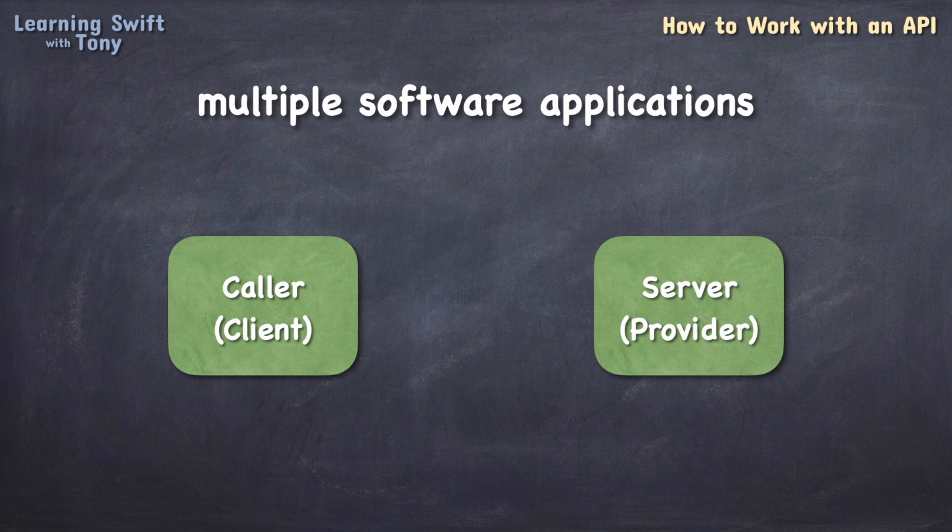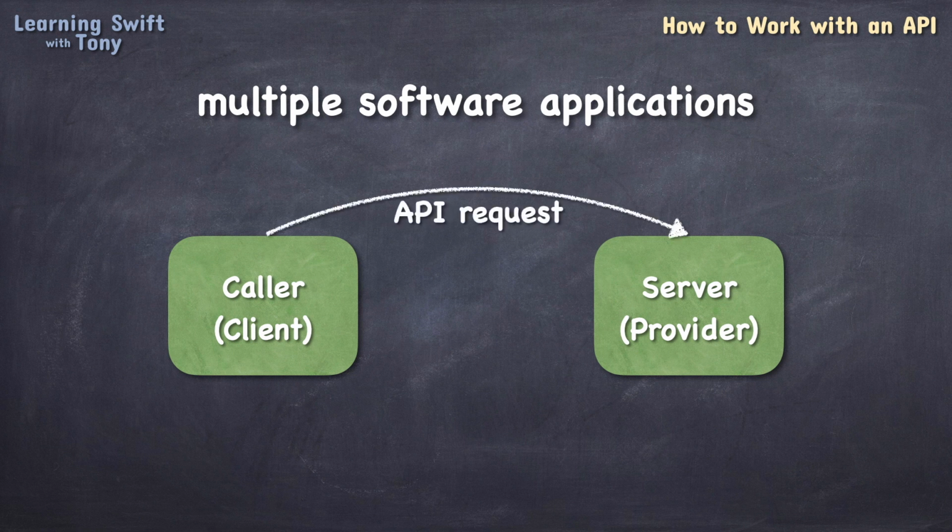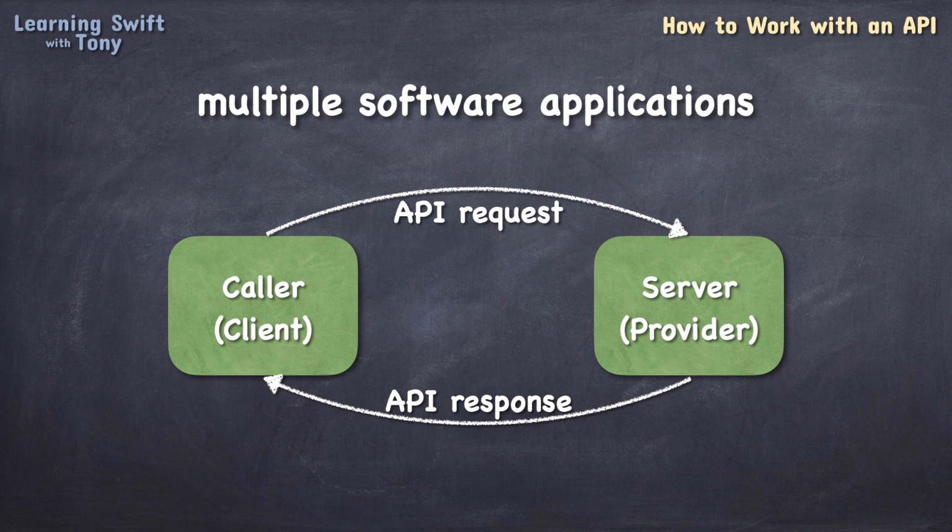Between these two applications, there is communication taking place. The client makes an API request and sends that request to the server, usually through the internet, but not always. The server, in turn, formulates an API response, which is then sent back to the client. Now, the client, having a response which usually contains data, can interpret this data and display it in a user-friendly manner on the screen for the user.